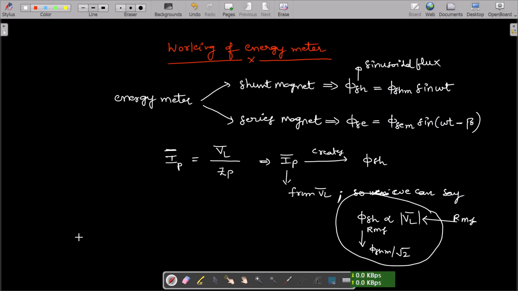That is one thing. Another thing is that on the series magnet we have one coil called the series coil or current coil. That current coil will carry the load current, because the series coil is connected in series with the load. So the series magnet flux produced will be proportional to the load current, because current creates flux.